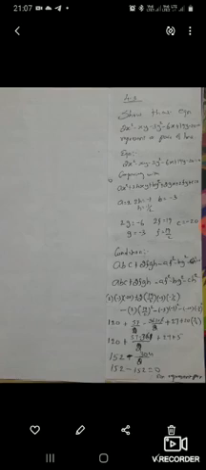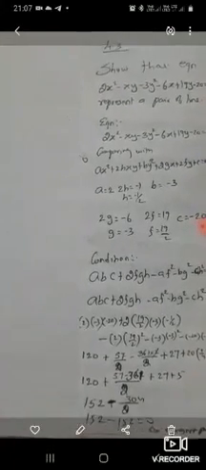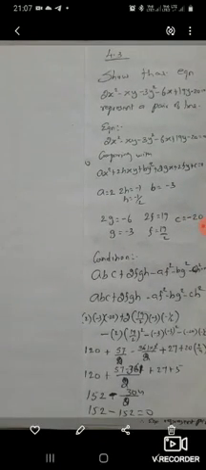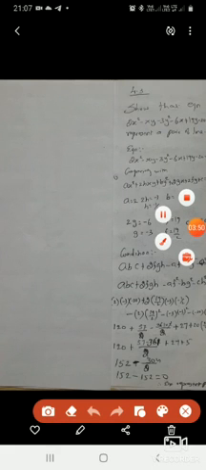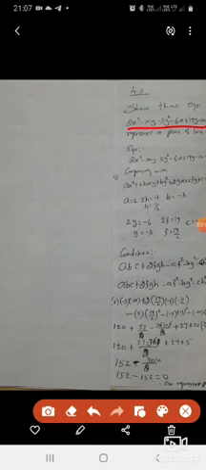Show that the equation 2x² - xy - 3y² - 6x + 19y - 20 = 0 represents a pair of lines. We have to show this is a pair of lines. This is the given equation. Whether it represents a pair of lines or not, we don't know. So we are comparing with the general equation.